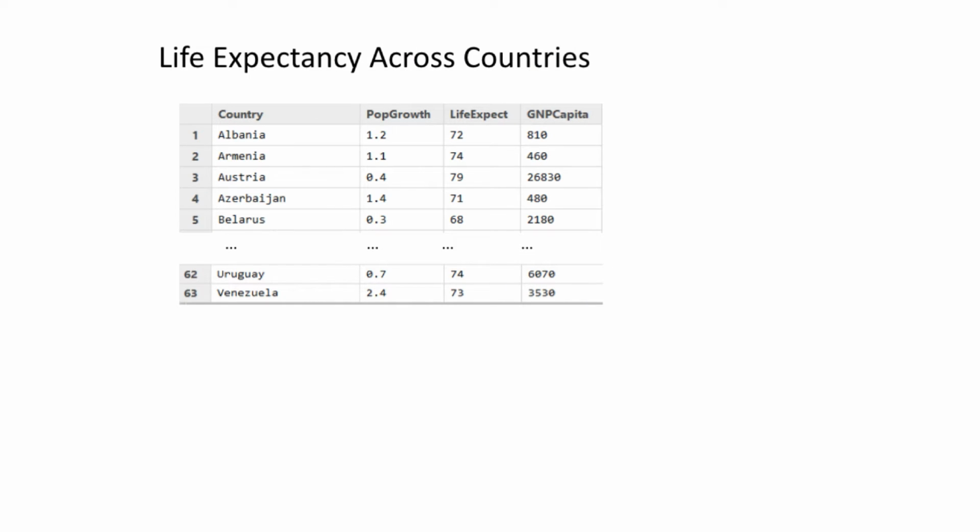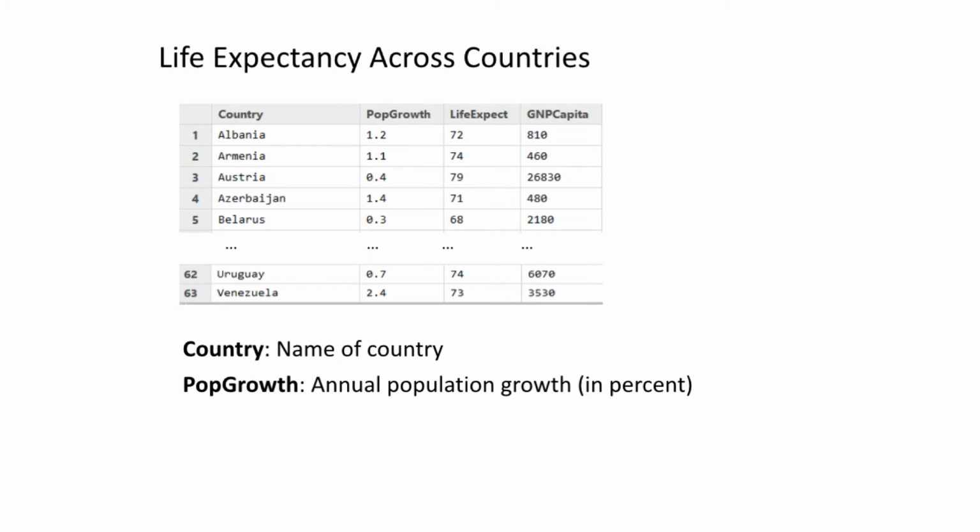So let's look at our data set for this epidemiological analysis of life expectancy. So you have this set of observations and you have these different variables. The first variable, that first column, is country. It's the name of the country. Then you have this variable representing the population growth in percent. So some countries on a yearly basis have a higher level of population growth and some countries have a lower level of population growth. You also have this variable for life expectancy in years. That's how long people are living in these different countries.